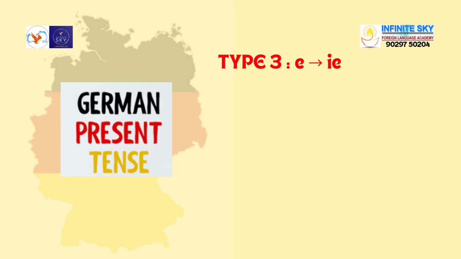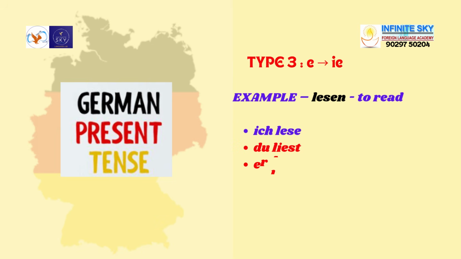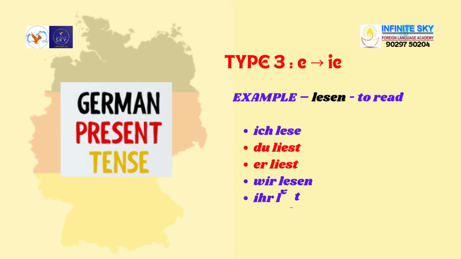E becomes IE. For instance, lesen, to read. Ich lese, du liest, er liest, wir lesen, ihr lest, sie lesen. Change happens again only in those 2 forms.